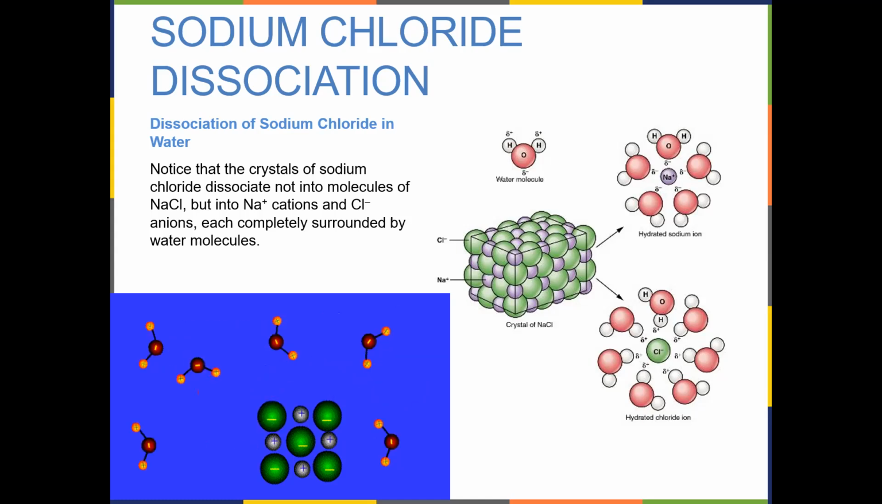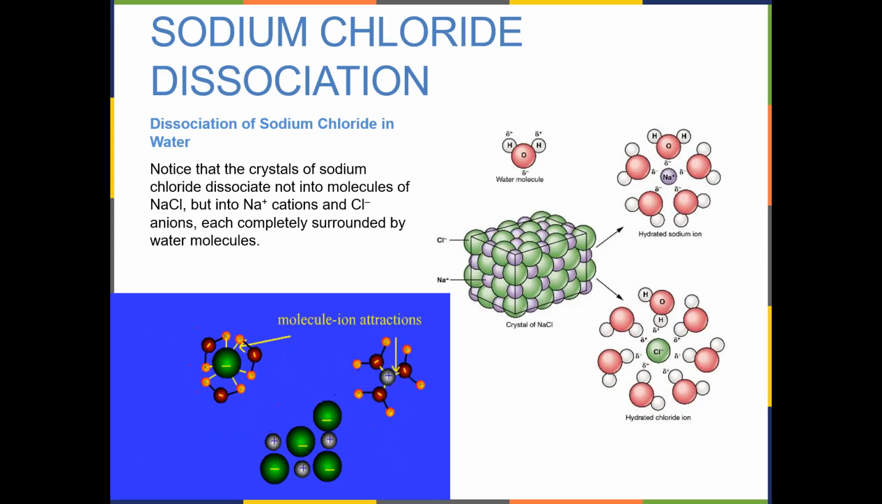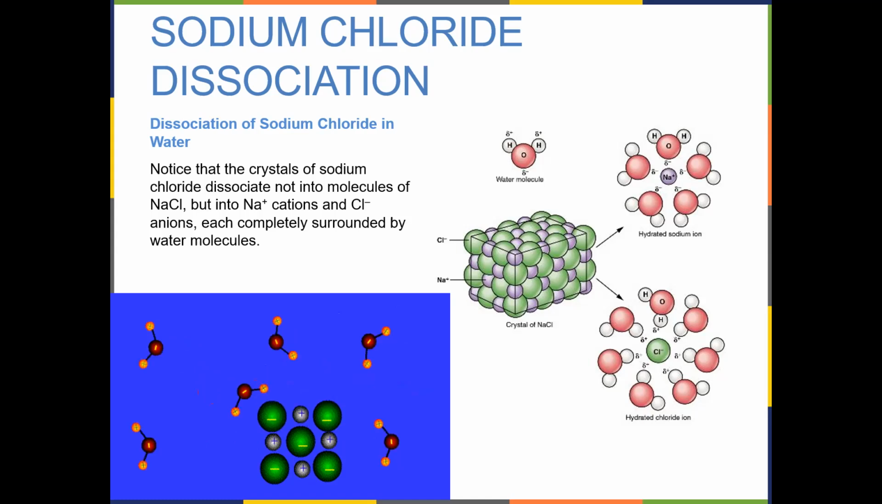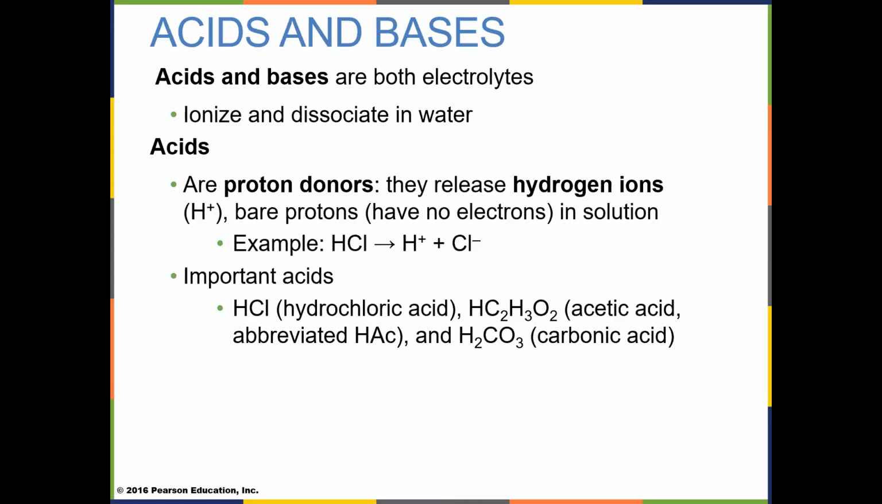Ionic compounds go into solution very easily because they dissociate quickly thanks to the positive and negative charges on the water molecule. Another category of inorganic compounds are acids and bases. They're considered electrolytes because they have positive and negative charges. They will dissociate in water.